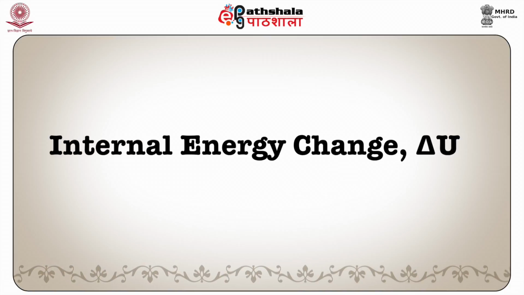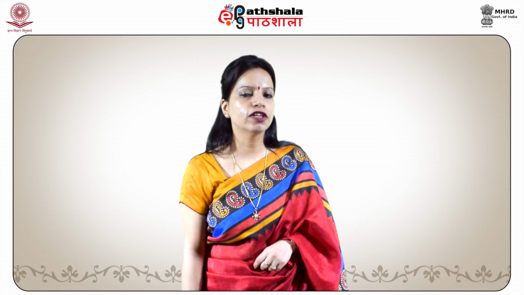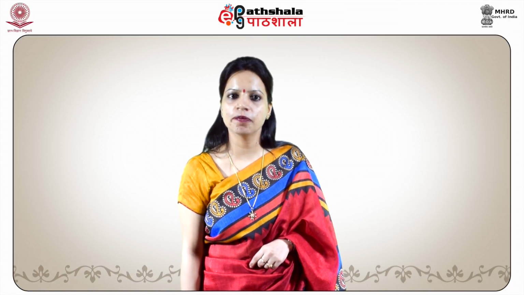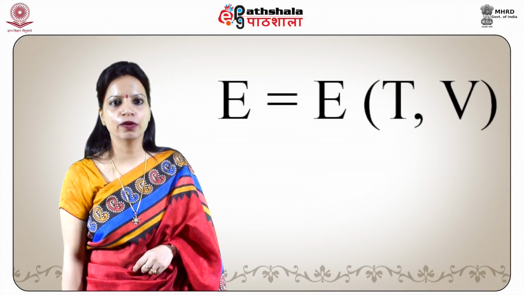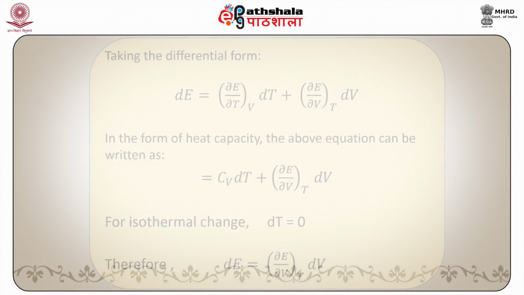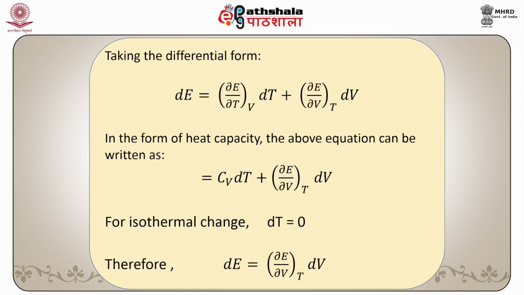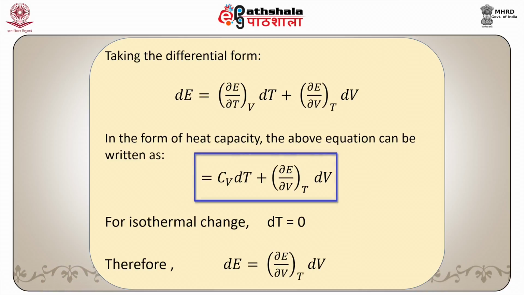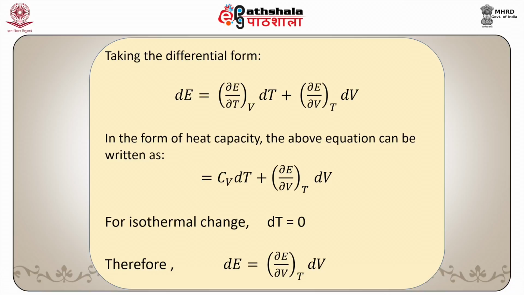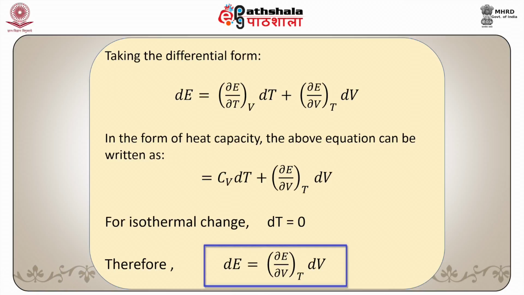Internal energy change, delta U. Energy is a function of temperature and volume, and it can be represented as E = E(T, V). Taking the differential form, dE will become equal to (∂E/∂T) at constant volume times dT plus (∂E/∂V) at constant temperature times dV. In the form of heat capacity, the above equation can be written as dE is equal to Cv dT plus (∂E/∂V) at constant temperature dV. For isothermal change, dT is equal to 0. Therefore, dE will become equal to (∂E/∂V) at constant temperature dV.